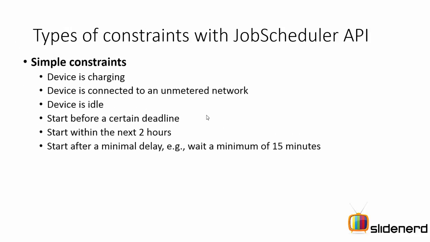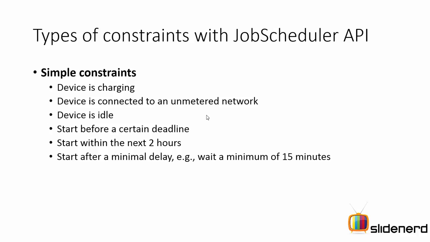There are simple and complex constraints. Now let's take a look at the simple constraints. You want to run a job only when the device is charging. You want to run a job only when the user is running a network which is not going to incur charges on the user if you use that network. The device is idle. Or you want to start, say, before 1 hour, or say you want to start within the next 2 hours, or you want to wait for 10 minutes and then start a job. All these kind of things can be specified as simple constraints.